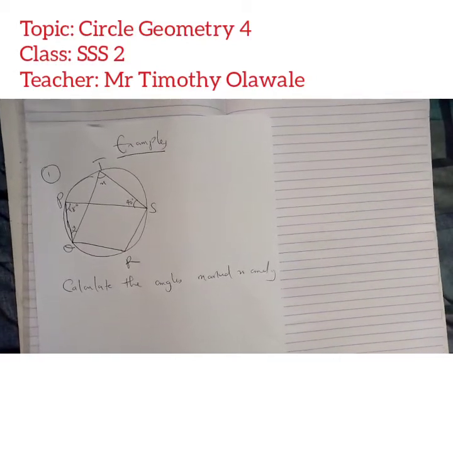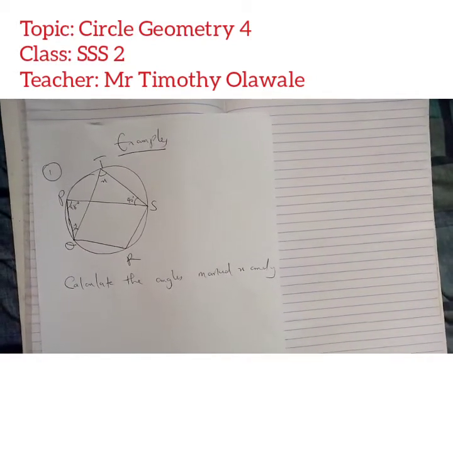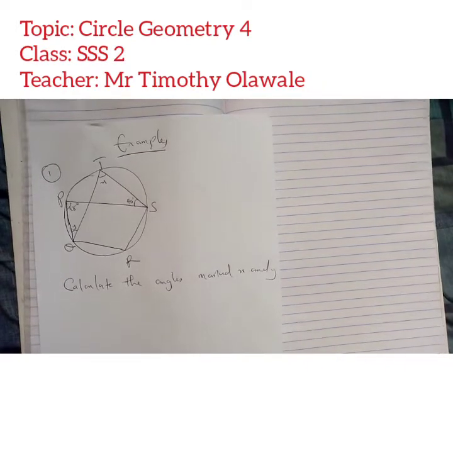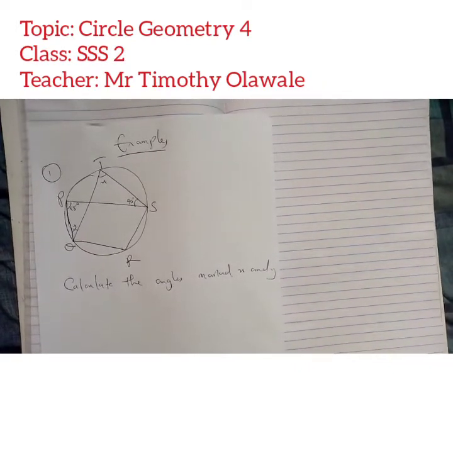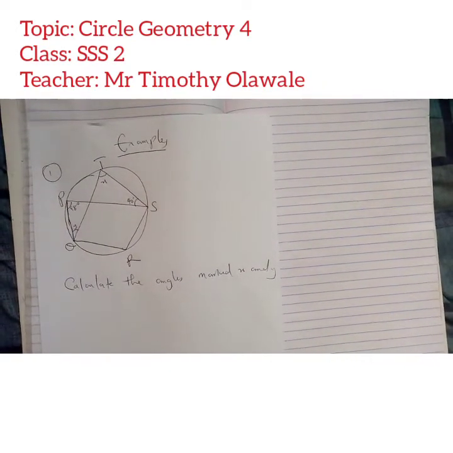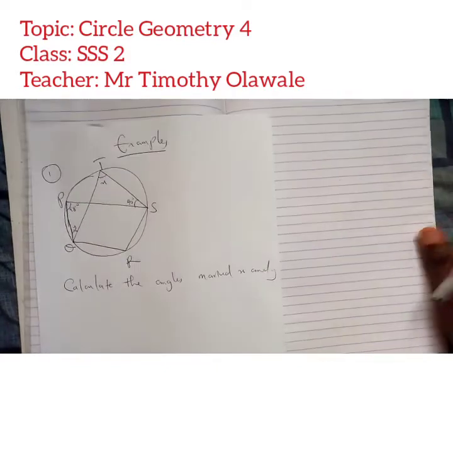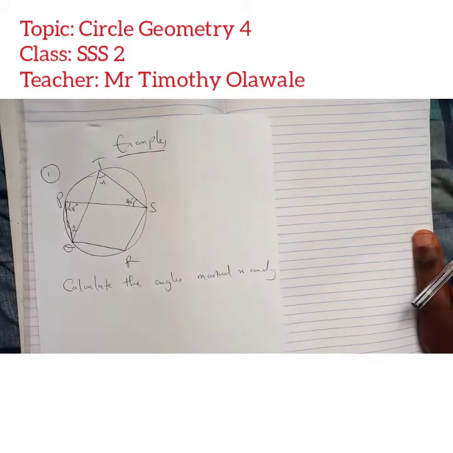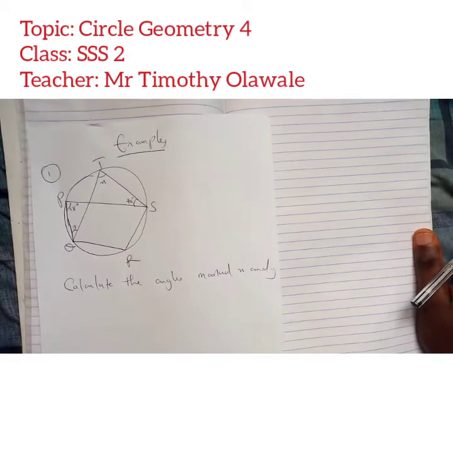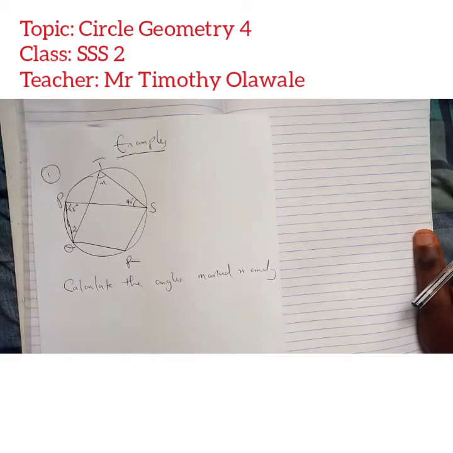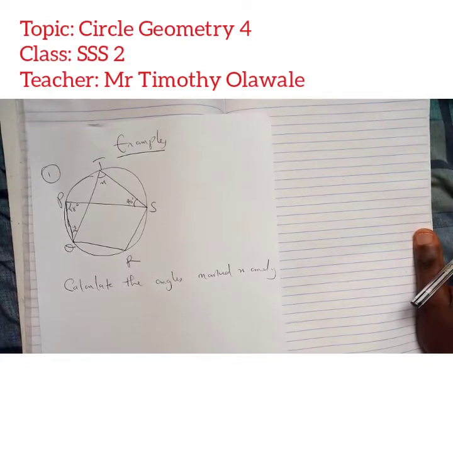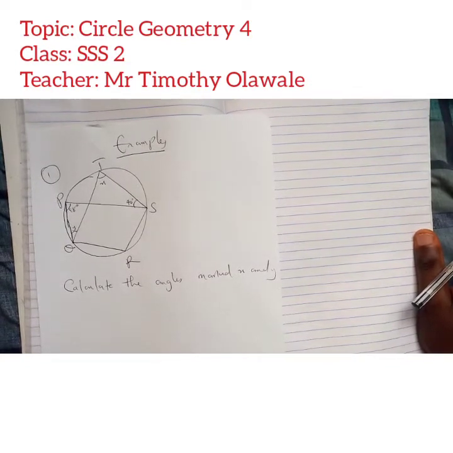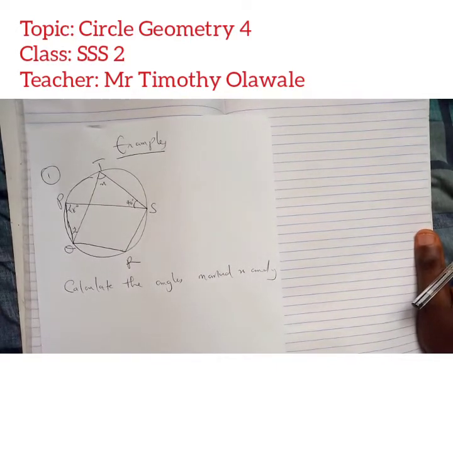Good day, students. Today I'm going to solve some examples on the theorems that I've taught you. We have looked at the fact that the angle subtended at the center is twice the angle subtended at the remaining part of the segment. We have also looked at the theorem angles in the same segment are equal, and then the theorem the angle in a semicircle is 90 degrees.